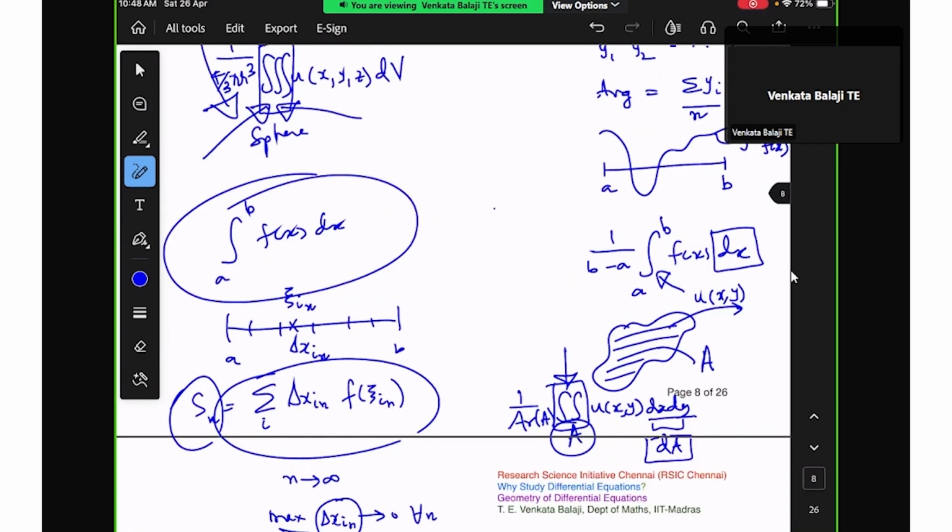You understand? And then what is the big theorem? If f is continuous, this happens. Finished. That's a theorem.